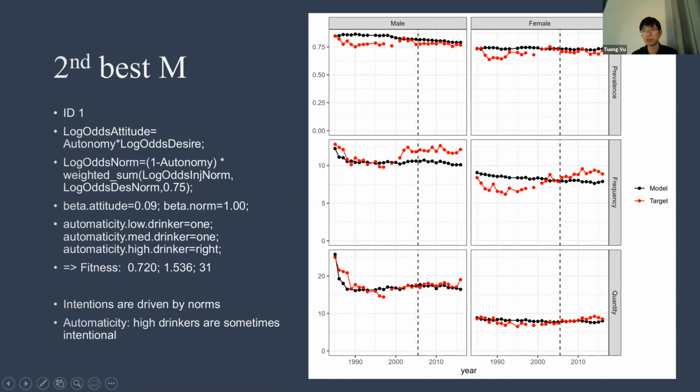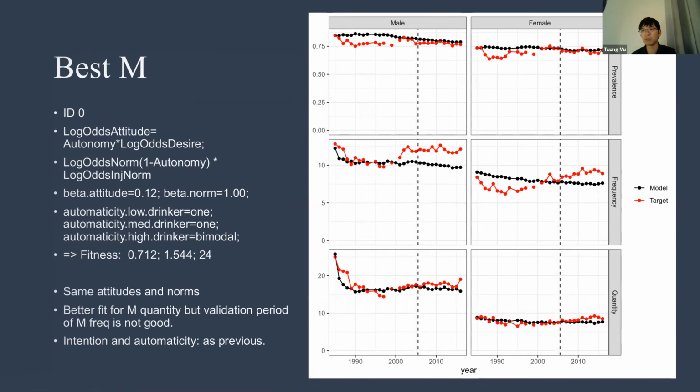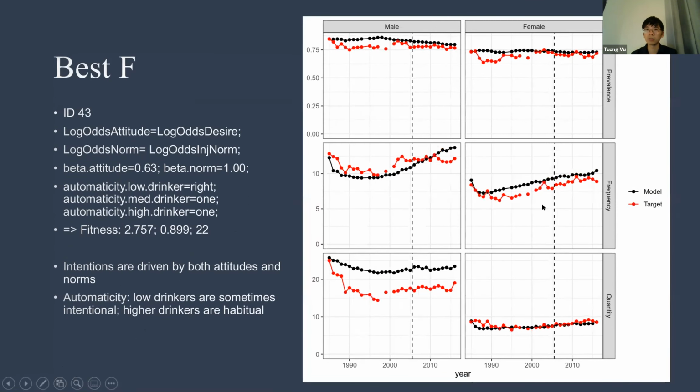Previously, you see that the female was not doing really well. Now for the best female, it worked well, but the trade-off is that the quantity of the male is not as good. But in this case, you see that the intention is driven by both attitude and norm, right? So 0.6 and 1. In the previous one, attitude is really low. And all of the automaticity now is habitual, it's skewed to the right-hand side.